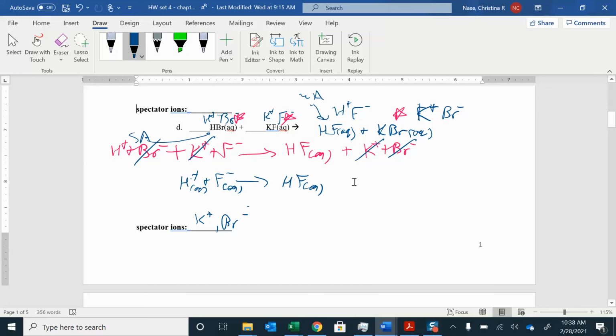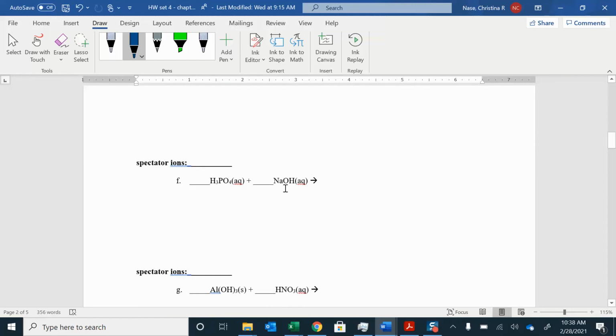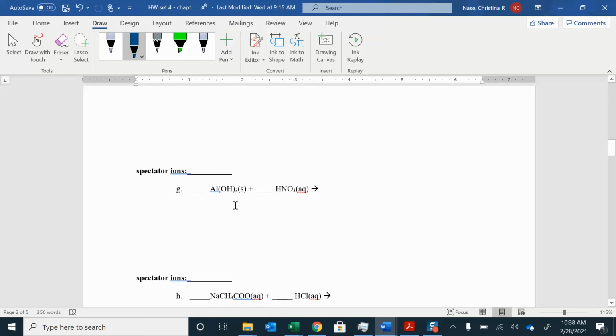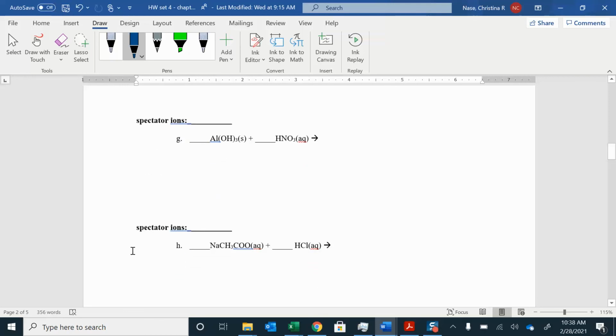And you can also have a weak acid on the reactant side, like over here, H3PO4 is a weak acid. So we could split it up into ions over here just to form our products, but when we go into the complete ionic equation, we're going to keep that guy together. Down here for this one with a solid, same idea. You're going to split it up just to make your products, but when you write the complete and the net ionic equation, that guy will stay together. And just a heads up, in H, you'll also form a weak acid.